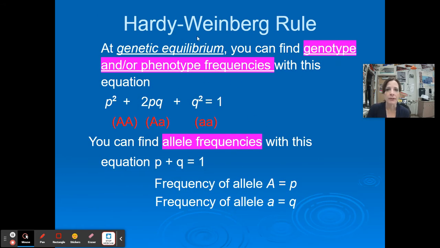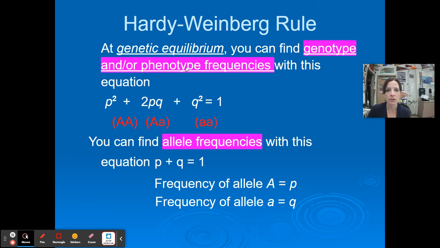So Hardy-Weinberg is a way that we can calculate the genotype or phenotype frequencies, or the allele frequencies, if the population is in genetic equilibrium. So the equation that we use is right here, which you should write down. The p squared represents the homozygous dominant frequency in the population. 2pq represents the heterozygous frequency in the population, and q squared represents the homozygous recessive frequency in the population.